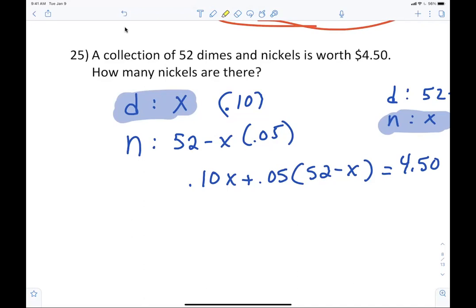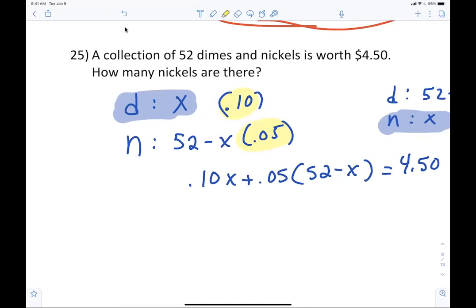Now, the next thing I'm surprised with for some kids is they forgot what a dime is because you just don't use money anymore. A dime is what? 10 cents. A nickel is how much? 5 cents. It's not 0.5. 0.05. If you don't know that, you got to make sure you make a note. A quarter is worth how much? 0.25. You got to know that.